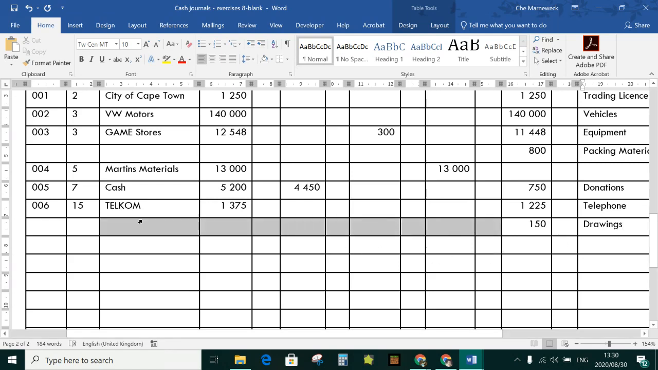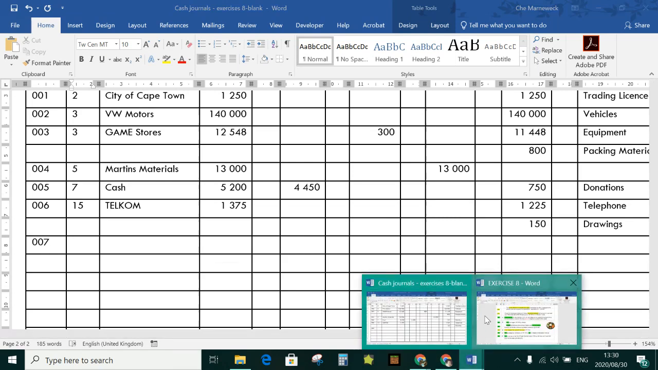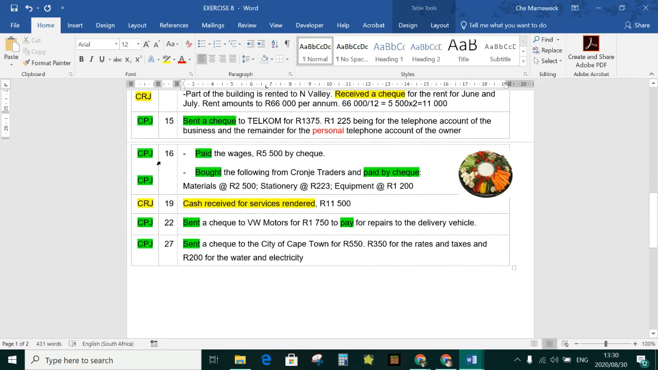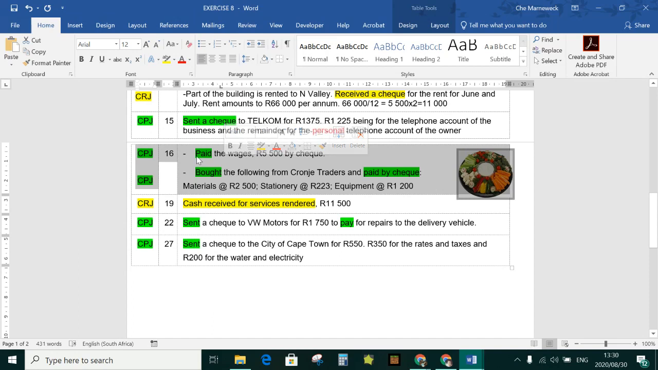And we make sure we don't write anything else on that line. We don't confuse transactions. Each transaction is on its own line. And we move on to the next day. Day 16. We have 2 transactions on day 16.